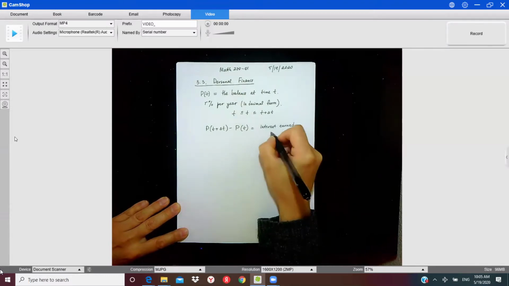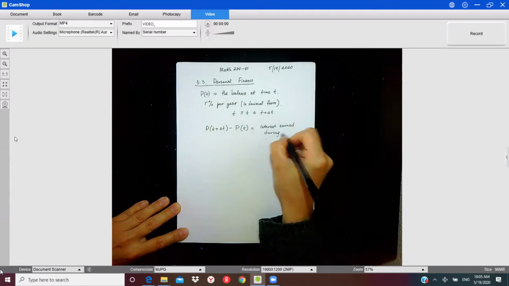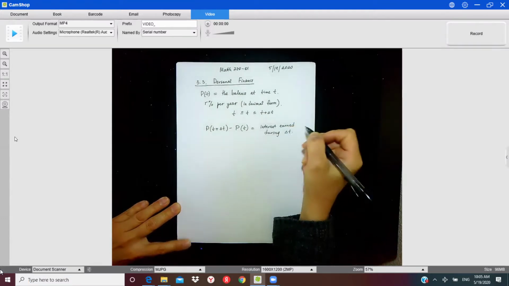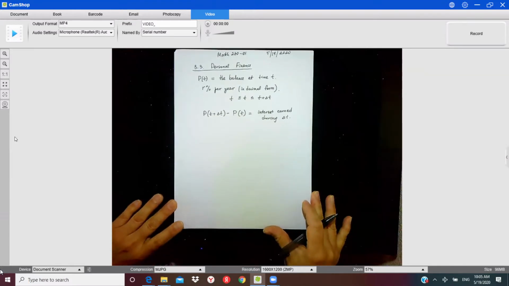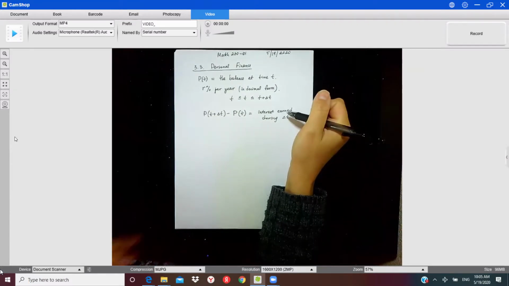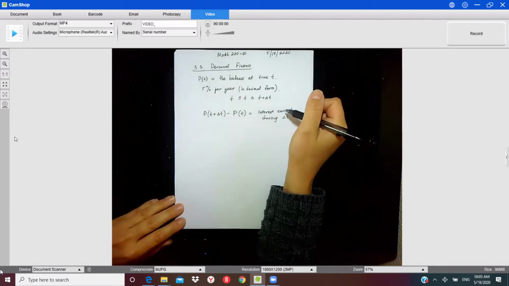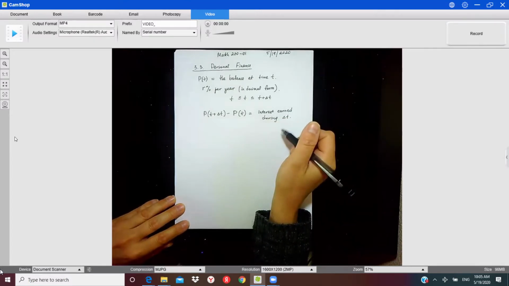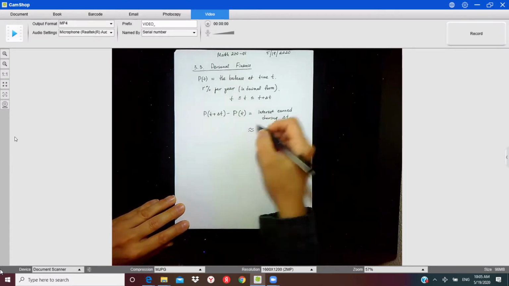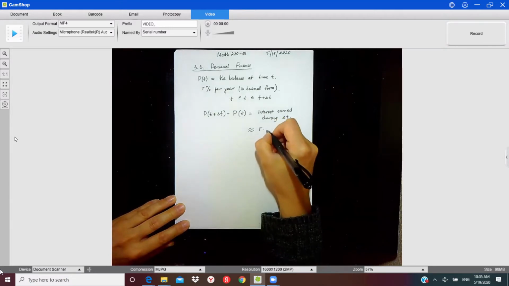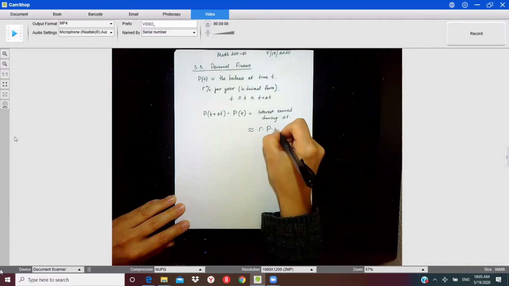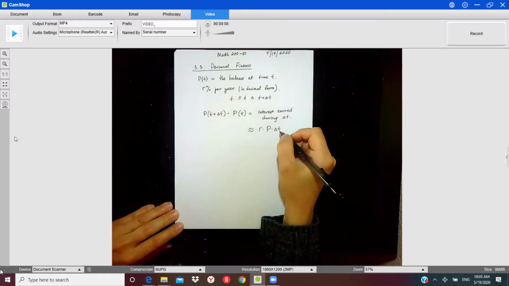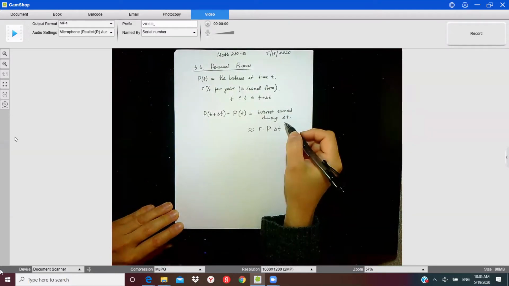So this is the interest earned, very good, interest earned during this time delta t, during the time interval delta t. So we will try to approximate: we will say interest earned during the time delta t is approximately equal to R times balance times delta t. So this is how we will approximate the interest earned during this time.